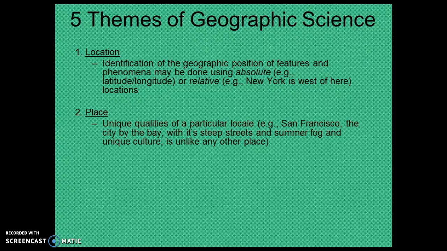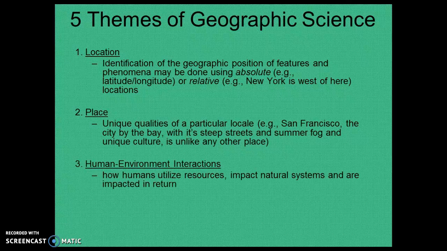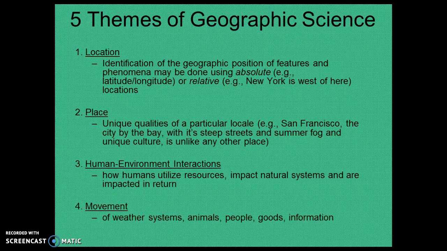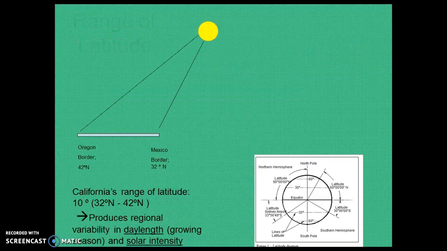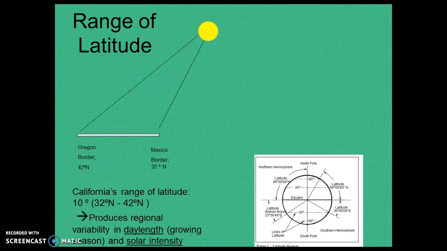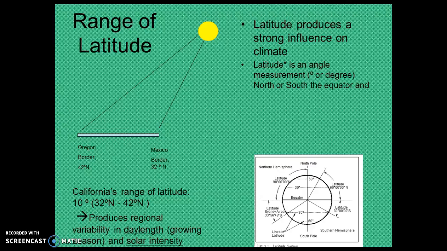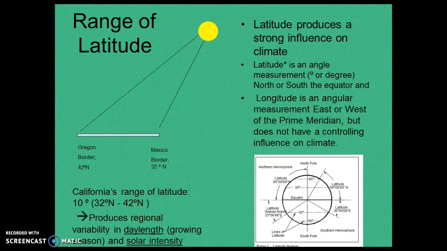Place, the unique characteristics. You did a fine job describing some of the unique places in your different regions. Human environment interactions and movement of weather systems and so forth. And finally, the region, which is a key aspect where we have these uniform characteristics that we'll look at. Example of absolute location for the Shasta campus. Remember, we have this great range of latitude from 32 degrees in the south to 42 degrees in the north. And this exerts a strong influence on culture, or excuse me, on climate.